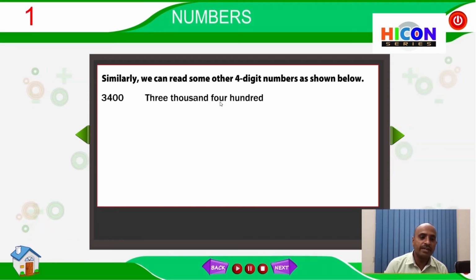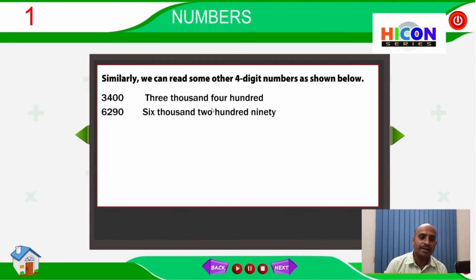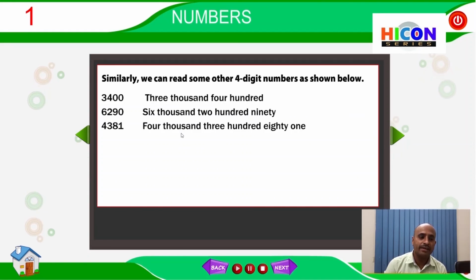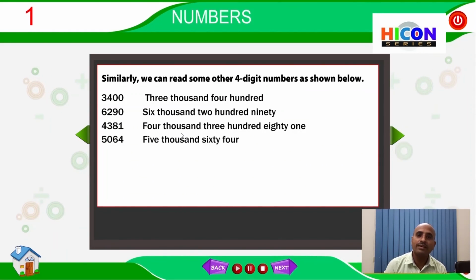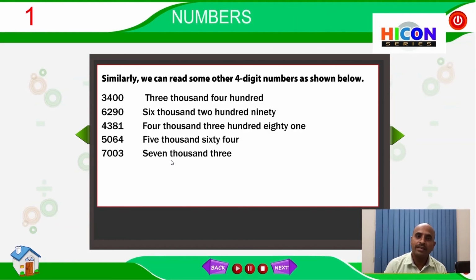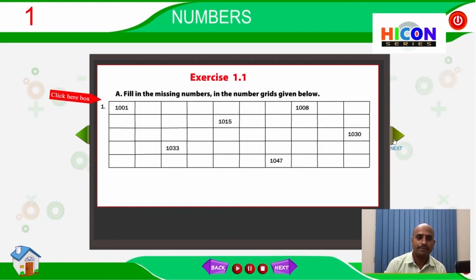3400, and the next one is 6290, and the third one is 4381, and the fourth one is 5064, and the fifth one is 7003. These are some examples of 4-digit numbers and this is how to read the given 4-digit numbers. Children, go to the exercise part.